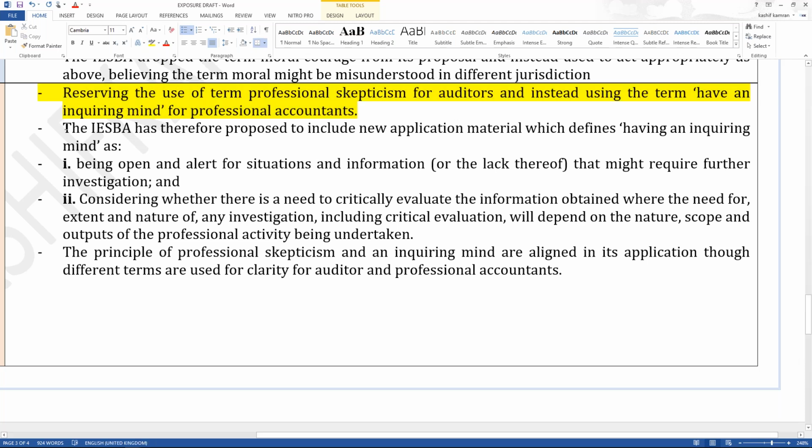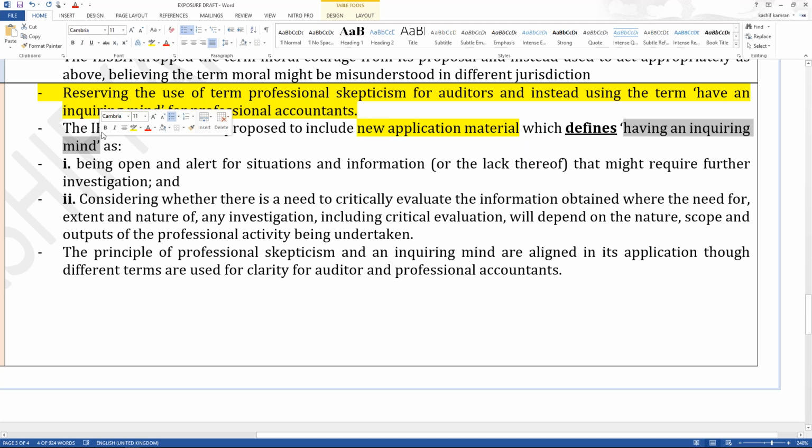The second bullet: the IESBA has therefore proposed to include new application material which defines having an inquiring mind. So the IESBA has introduced new application material which defines having an inquiring mind. What is an inquiring mind? Have they given a definition of inquiring mind? Can the examiner ask you to define the meaning of the word inquiring mind under the exposure draft? So should you learn this meaning for your exam paper, everyone?